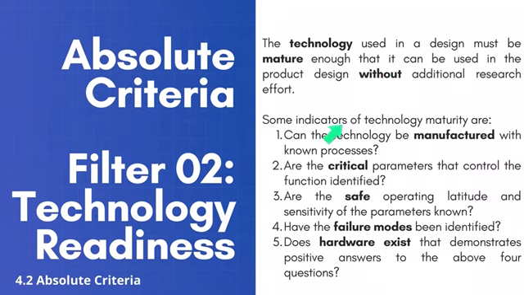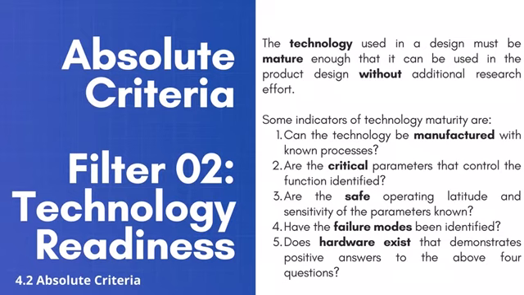Some of the indicators of technology maturity are: first, can the technology be manufactured with known processes? Second, are the critical parameters that control the function identified? Third, are the operating latitude and sensitivity of the parameters known? Fourth, have the failure modes been identified? And the last one, does hardware exist that demonstrates a positive answer to the above 4 questions before?